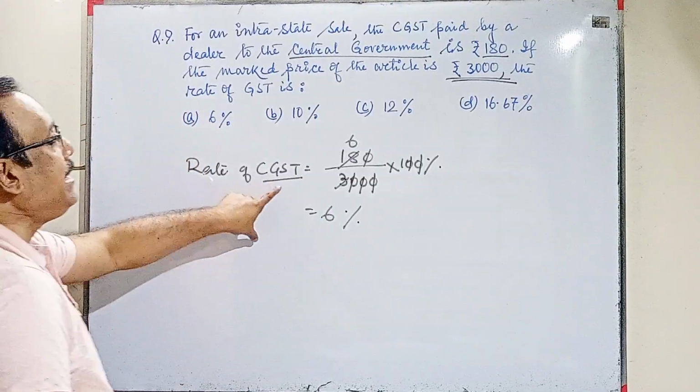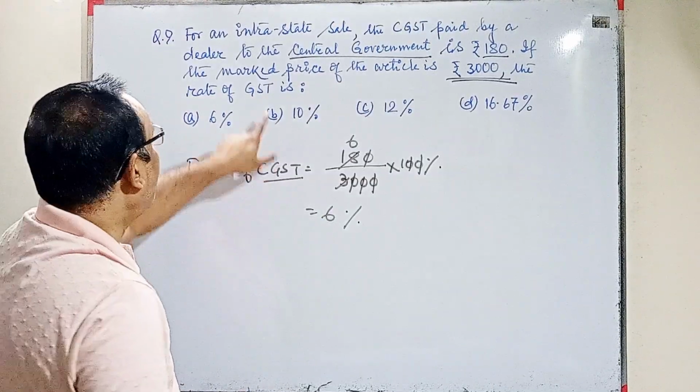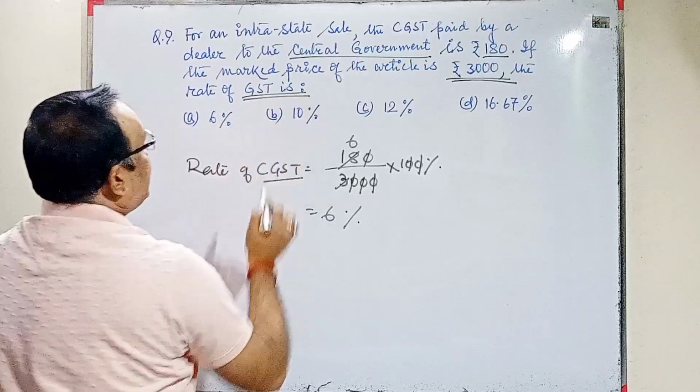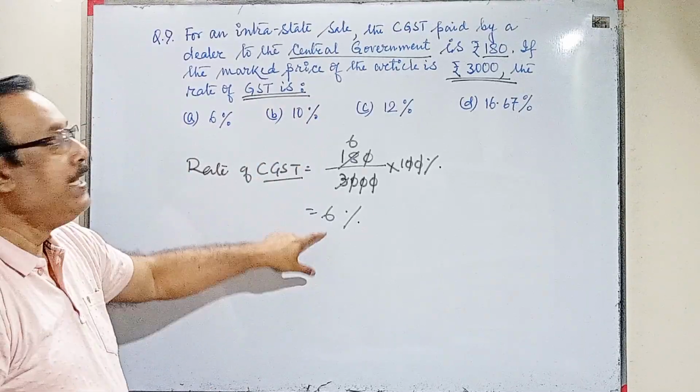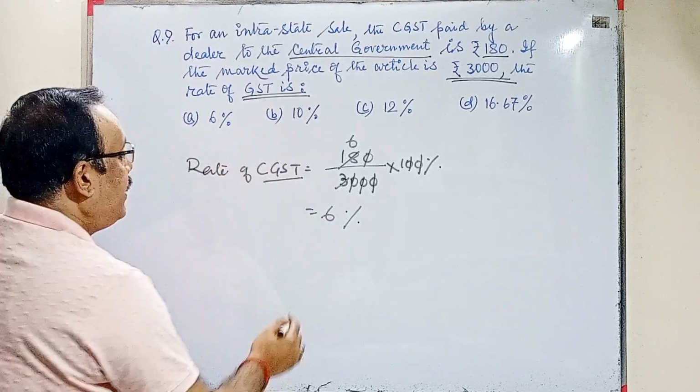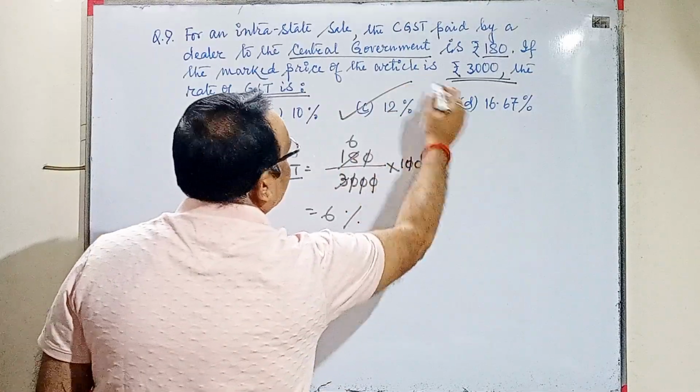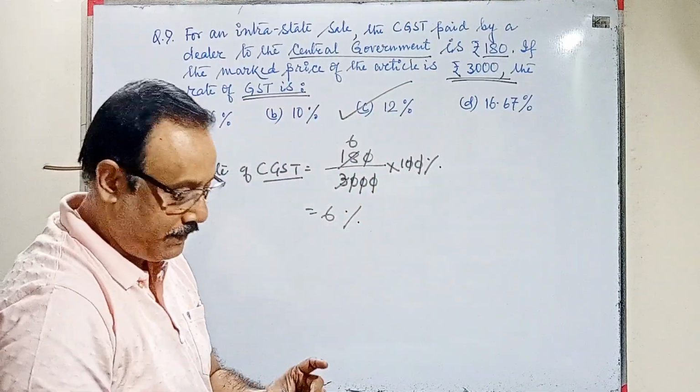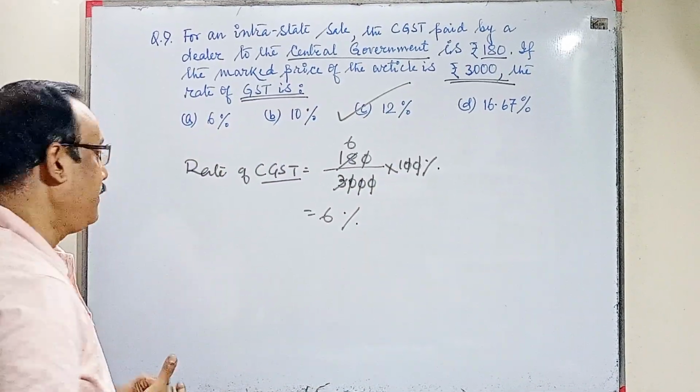And we know the CGST is half the GST. They have asked me what is the rate of GST. So if CGST is 6%, the GST will be double of this. So GST will be 12%. So C is my choice. We'll go for the next question.